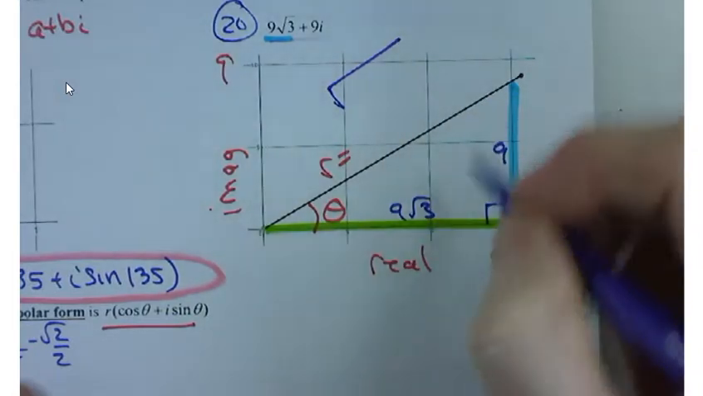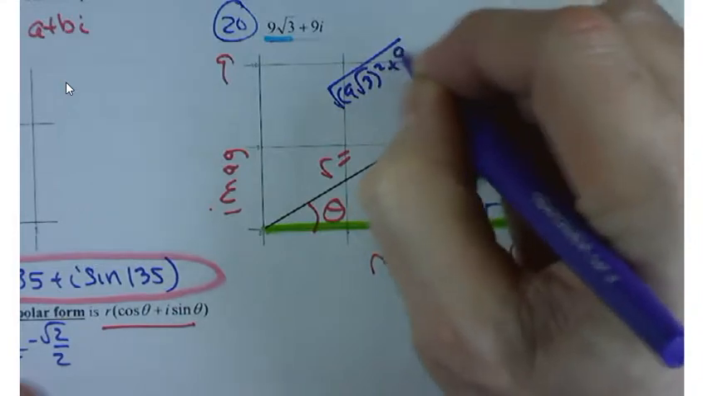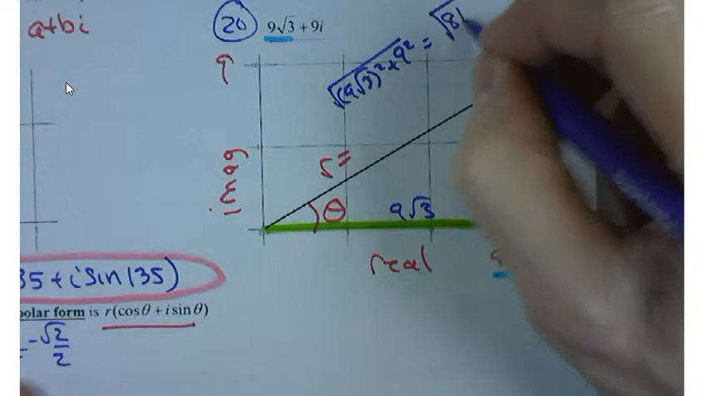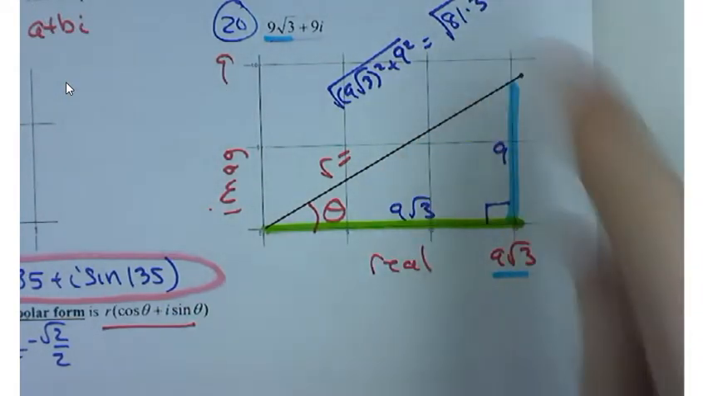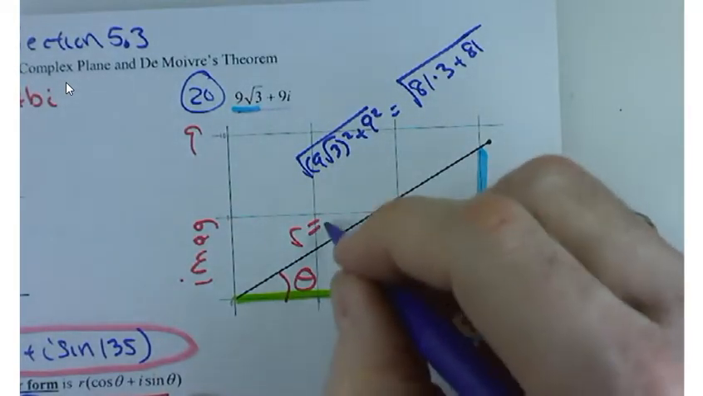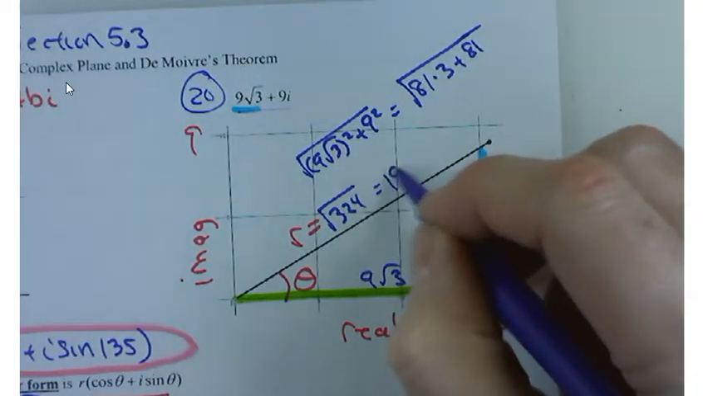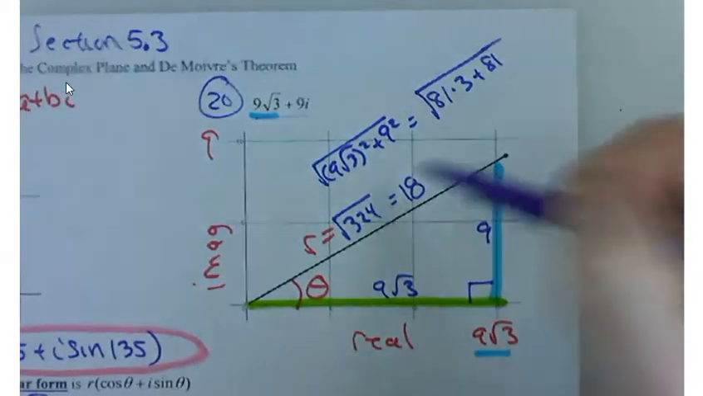So, it's going to look like this. Square root of 9 square roots of 3 squared plus 9 squared gives me 81 times 3 plus 81. That's going to be the square root of 324. The square root of 324 is 18. So, hey, looking good there. We've got all three sides.